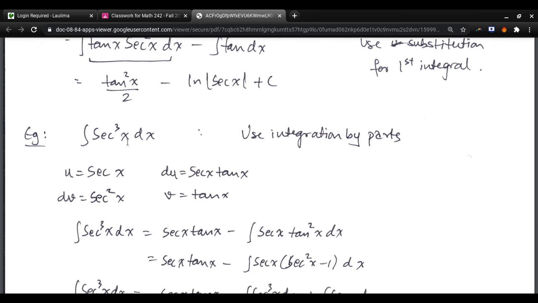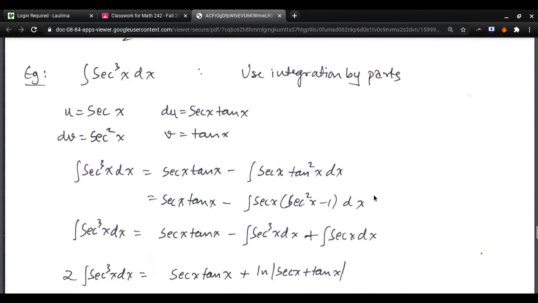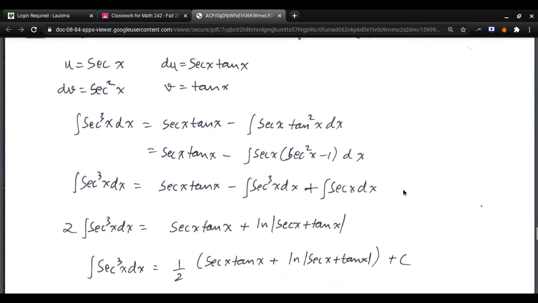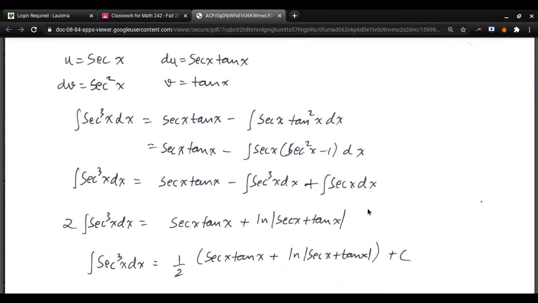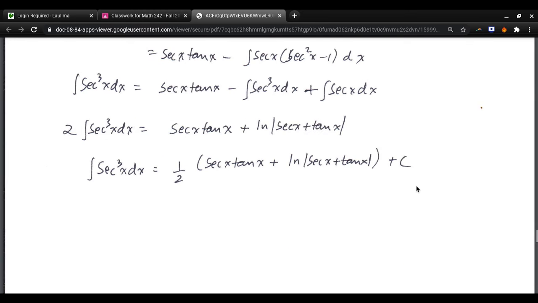Similarly, for secant cubed x, you can use integration by parts. u is secant x, dv is secant squared, which gives you v is tangent, and du is secant x tan x. You follow through and you'll notice that this also ends up becoming an iterative integral. So you get two of the same terms on both sides, isolate them on one side, and you get 1/2.